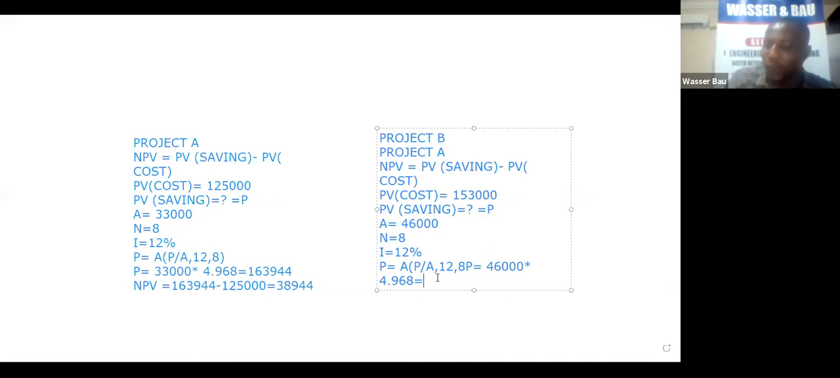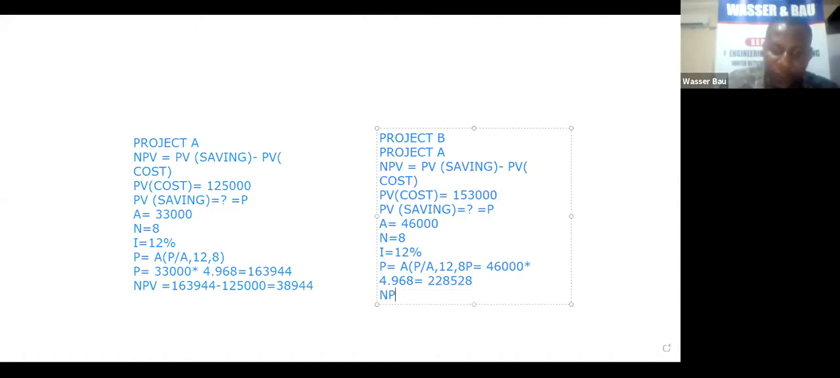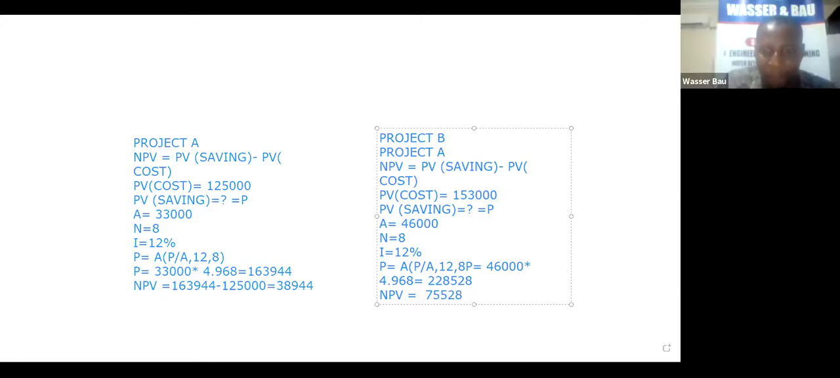So now the value will now be what? 4.968. And it's giving us 228,528. Therefore, the NPV becomes what? 228,528 minus 153,000 gives 75,528. So which one is better investment now? The second one.